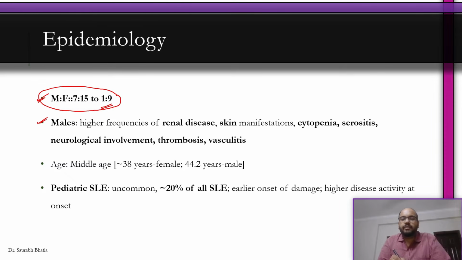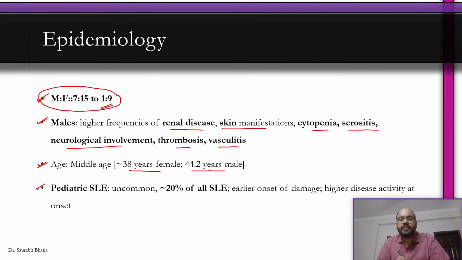However, males have higher frequency of renal disease, skin manifestations, cytopenias, serositis, CNS involvement, thrombosis, and vasculitis. So they have higher frequencies of these disorders. Age of onset is roughly around 38 years in females and about 44.2 years in males. So it's an issue of the fourth to fifth decade.